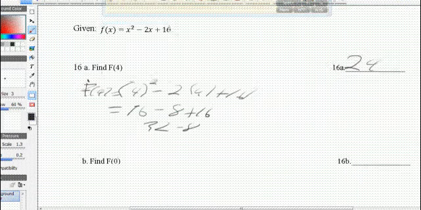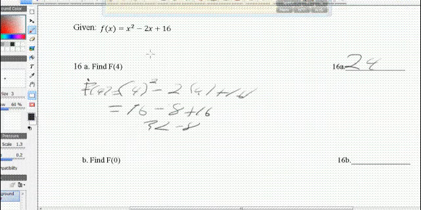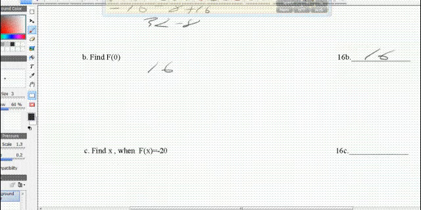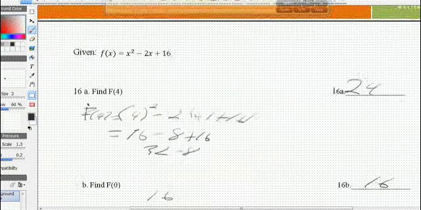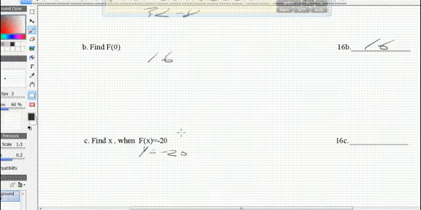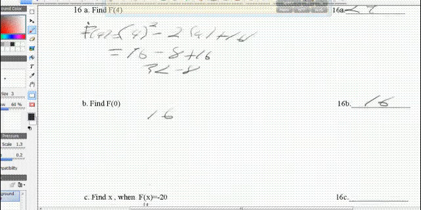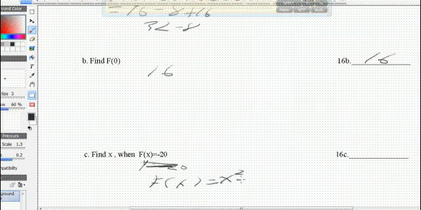This says f of 0. Plug a 0 in. So that means everything goes away. So the thing you got left is what? 16. Next one says, find x when f of x is -20. Let that be y, minus 20. So f of x equals x squared minus 2x plus 16. What is f of x? Minus 20. So put minus 20 in place of f of x.